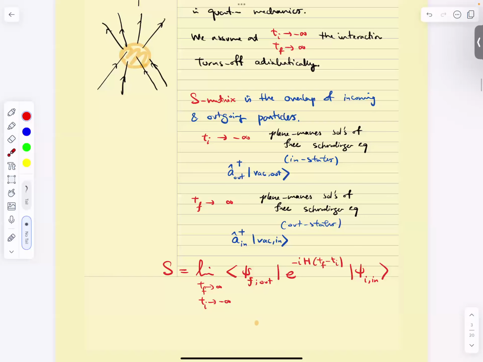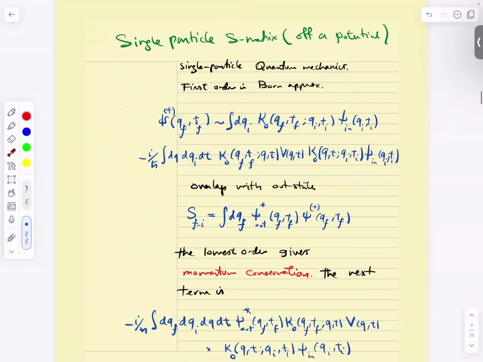So let me just put some equations to this cartoon picture. We're doing single particle quantum mechanics. In the first order Born approximation, you bring in some psi initial, and it comes out. You evolve it by e to the power of minus i H (t_f minus t_i).